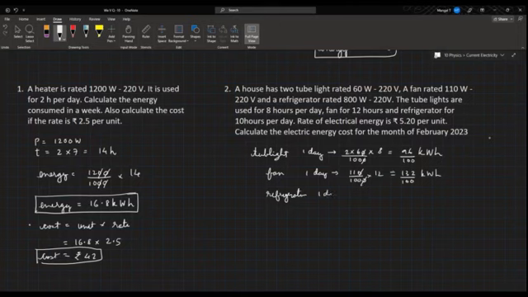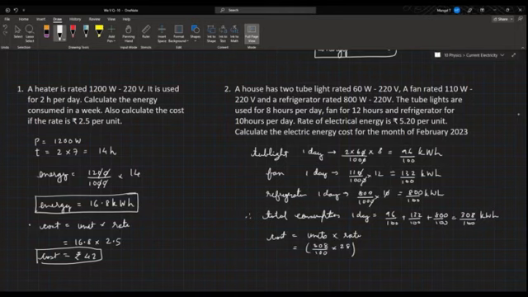And for the refrigerator, for one day, it will be 800 upon 1000 into 10. So we can call it 80 upon 100 kilowatt hour. This will be equal to 96 plus 132 plus 800, 1028.